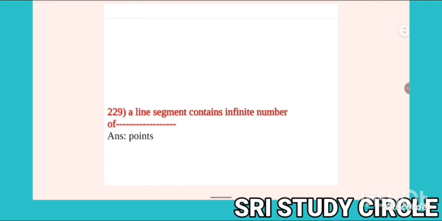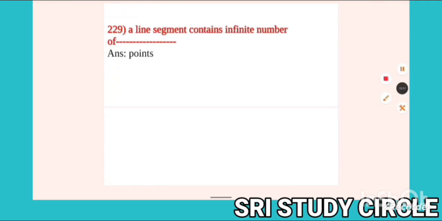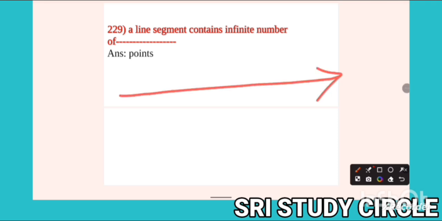A line contains infinity number of points. These are all infinity number of points. That means it contains infinity number of points.